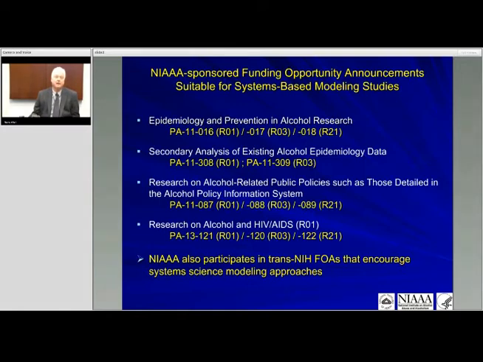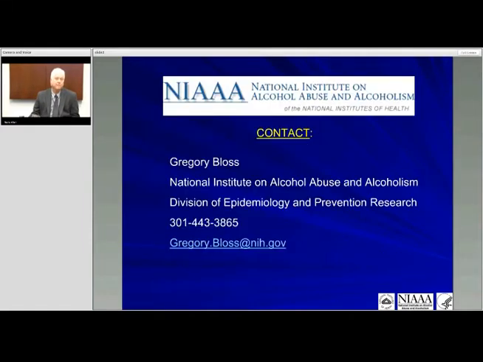literature has gone. Most of our funding announcements do have some mention of system science, even if that's not their primary focus, but we participate in most, if not all, of the trans NIH funding announcements that focus specifically on system science modeling. And I'd be very interested to talk to you if you're thinking of trying to pursue research in this area. So there's my contact information. And thank you very much.